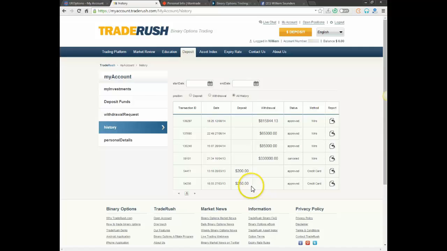Now, my Trade Rush account is pretty much just a long-term run. I mean, it's 2015, so I've grown this account for quite some time now. This was just about my first trading account.